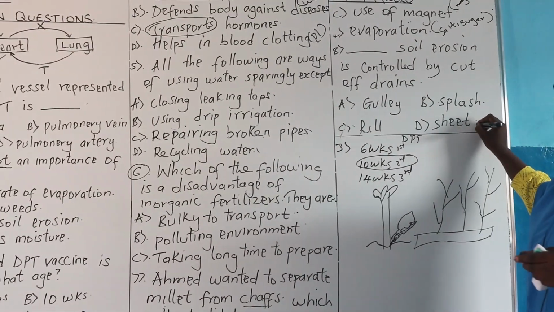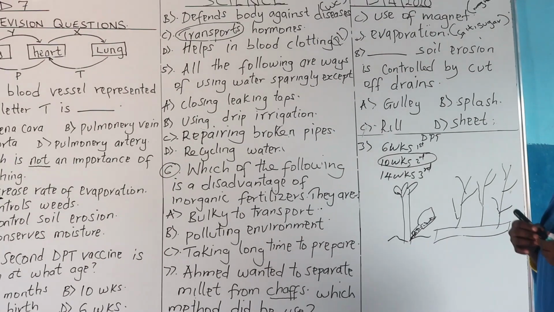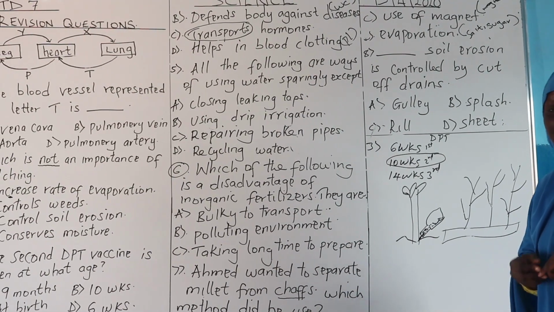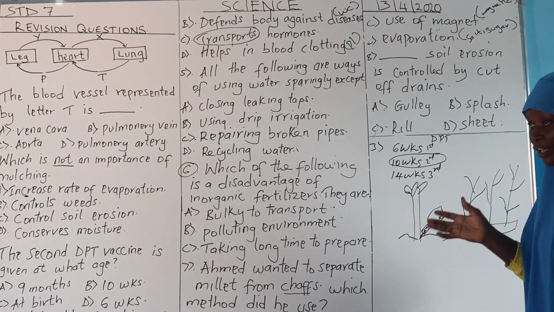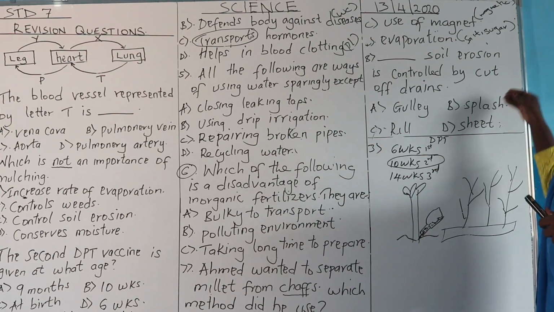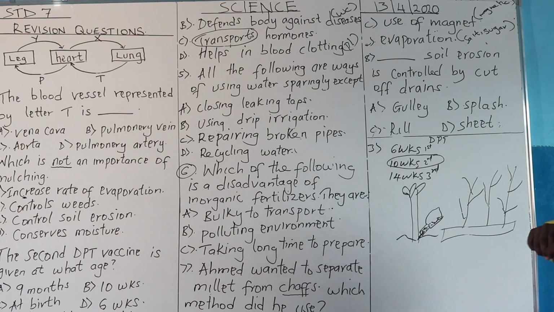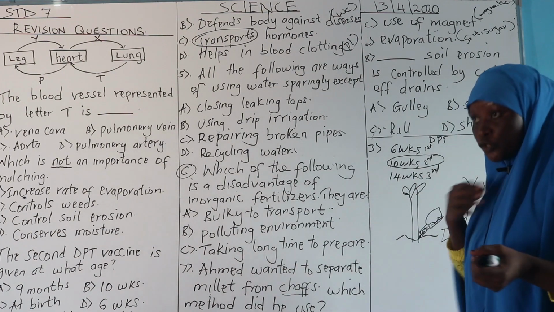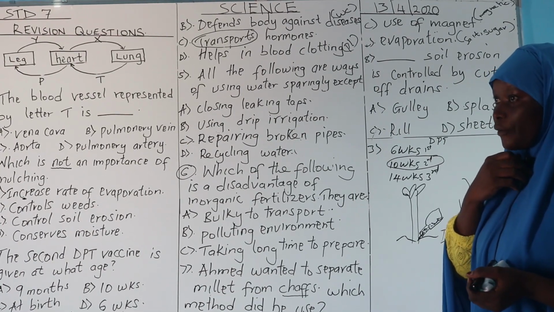Then something about sheet erosion. Remember we said sheet erosion, we don't realize when it is happening. You cannot see it happening. You can see rill is here, you can see gully is big channels, you can see splash dots, but sheet erosion you will not see. So this is a method that happens without being realized.